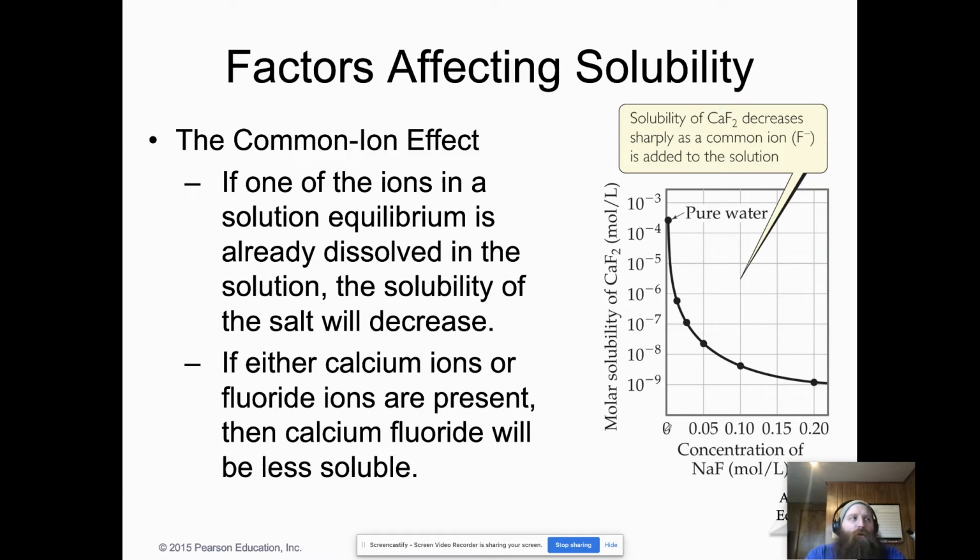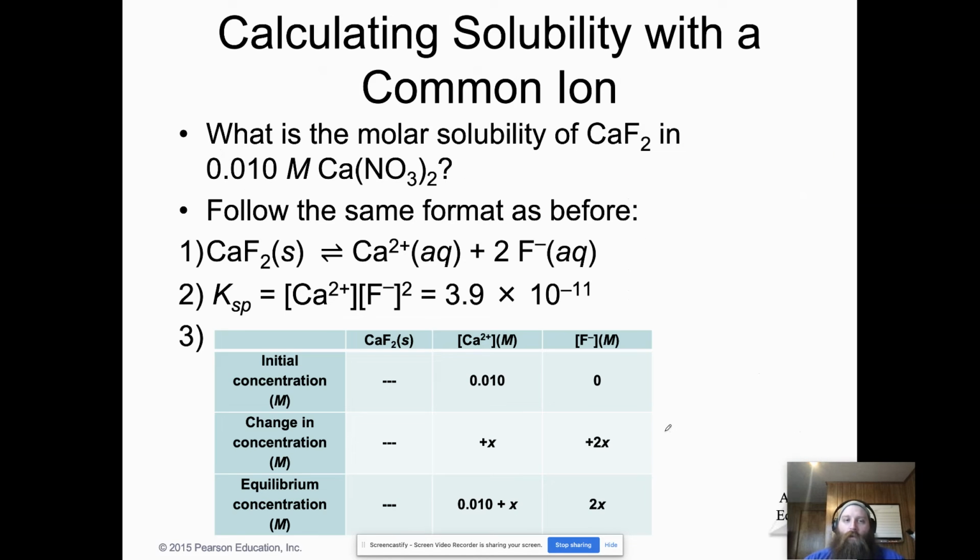All right, a little bit of review. Factors that affect solubility. Let's bring the common ion effect back into consideration. So remember the common ion effect. It says that if one of the ions in solution equilibrium is already dissolved in the solution, the solubility of the salt that you add will decrease. So in this case, if calcium ions or fluoride ions were present, then we would expect calcium fluoride to be less soluble. So that's what we're looking at with the common ion effect. Let's look at one of those problems.